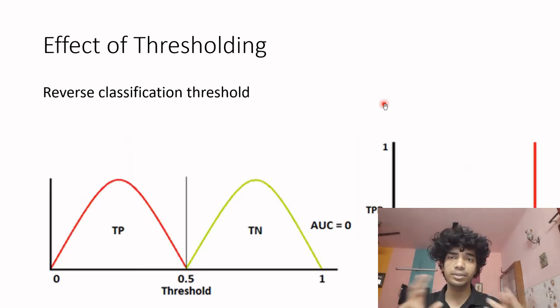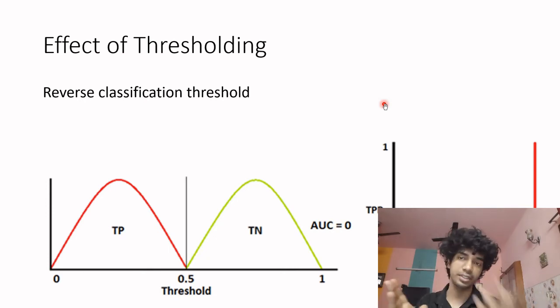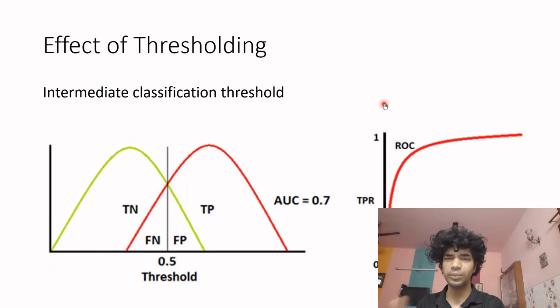Then there's reverse classification, where the classifier is not just unable to distinguish but is actually reverse predicting. And if it is reverse predicting, then what happens is whatever was class A, it predicts as class B, whatever was class B, it predicts as class A. This is what we actually obtain.